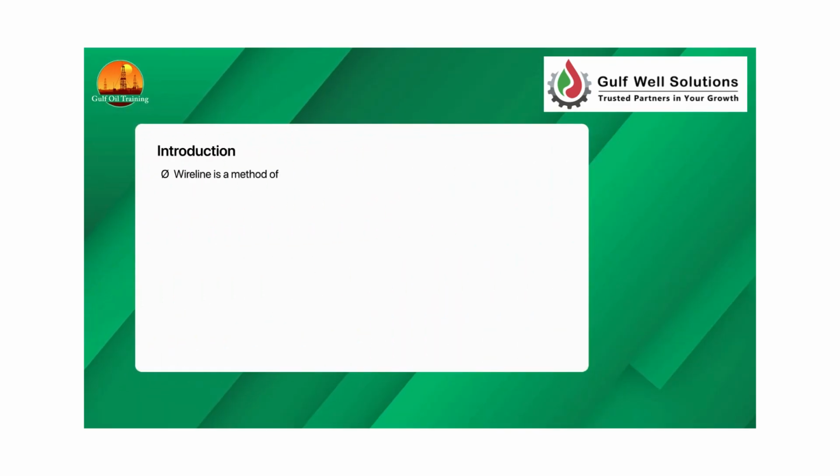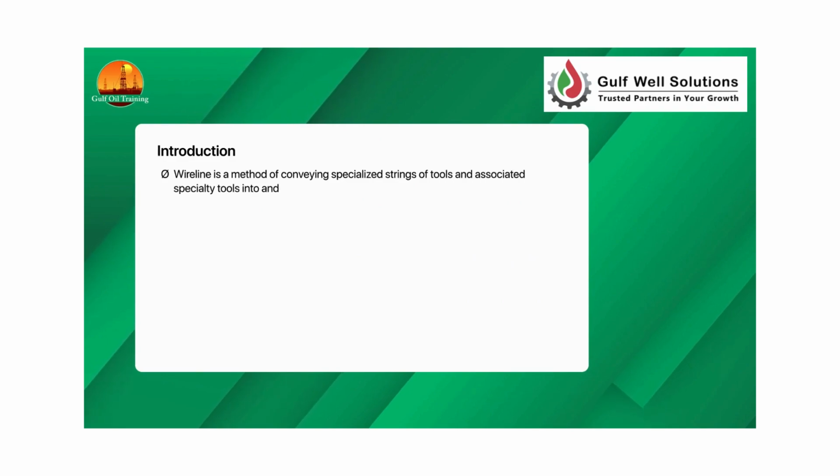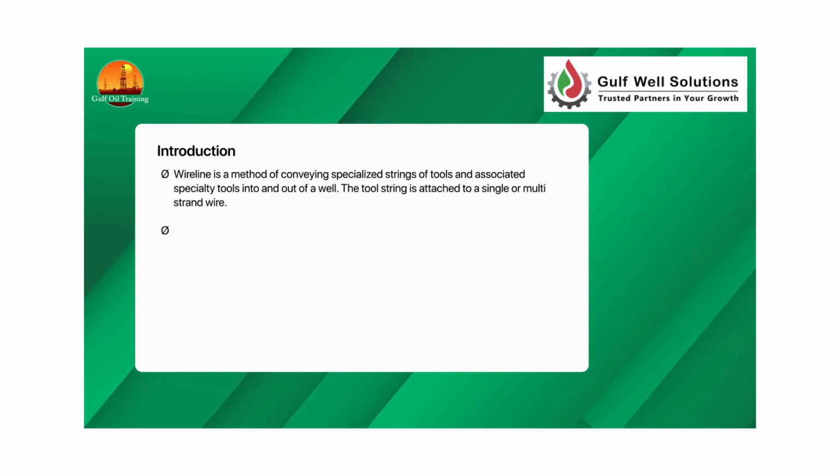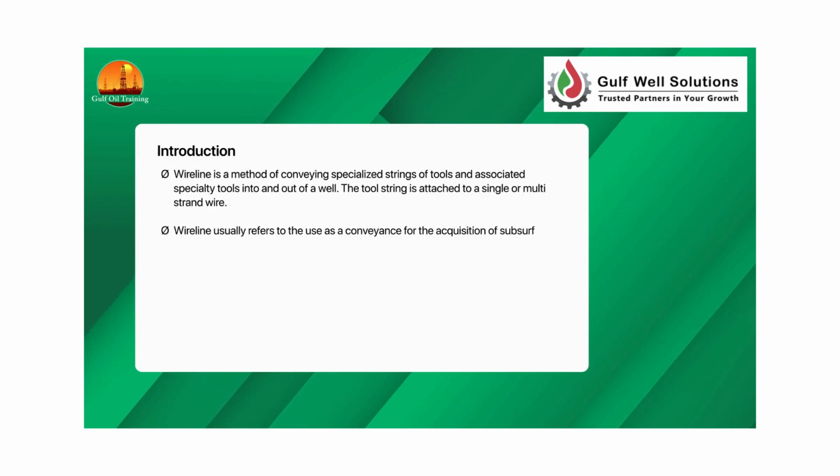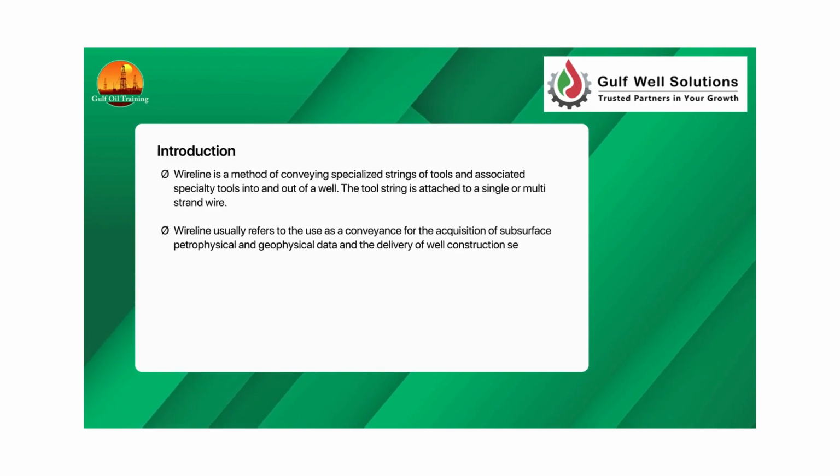Wireline is a method of conveying specialized strings of tools and associated specialty tools into and out of a well. The tool string is attached to a single or multi-strand wire. Wireline usually refers to the use as a conveyance for the acquisition of subsurface petrophysical and geophysical data and the delivery of well construction services such as pipe recovery, perforating, plug setting and well cleaning and fishing.